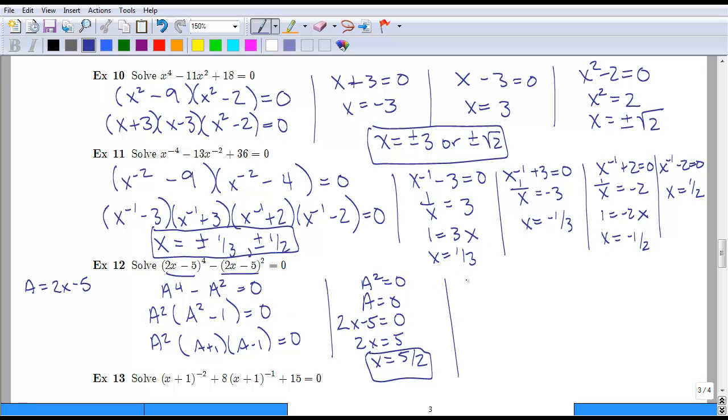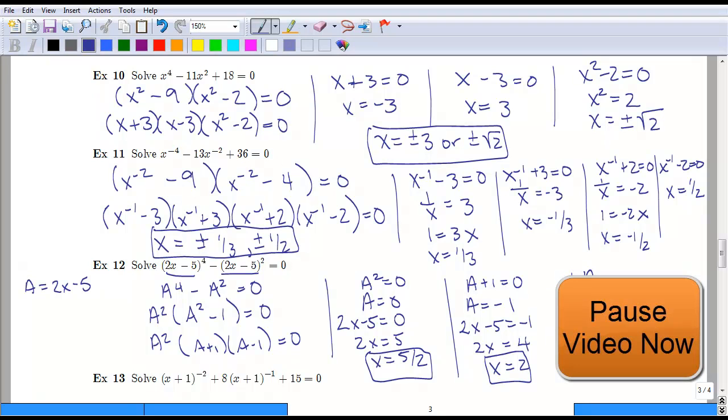Next, we look at the a plus 1. So a plus 1 is equal to 0. That means that a is equal to -1. Again, we substitute in what a was. 2x minus 5 is equal to -1. We would add that 5 over, so 2x is equal to 4, and divide by 2, so x is equal to 2.